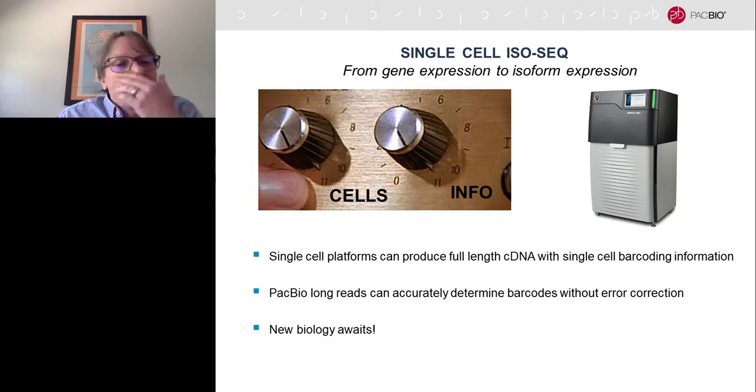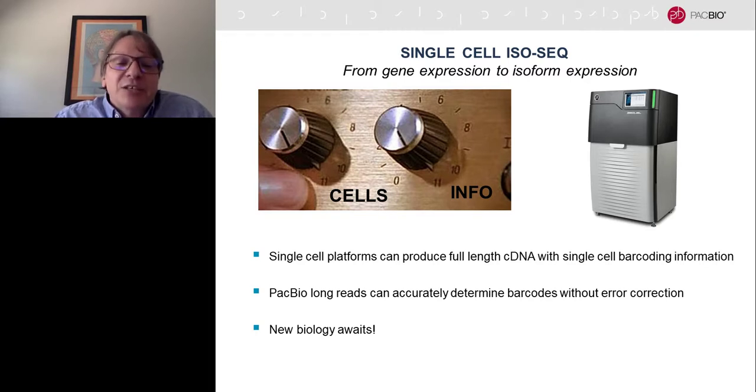So today I've told you a little bit about what we're calling single cell Iso-Seq. So basically taking the cell information, instead of turning that all the way up, try and turn up the information that we get out of these reads. And it looks like about 4 times the isoforms can be found in single cell experiments than in just looking at genes. And this is with 3 different single cell platforms I talked about today.